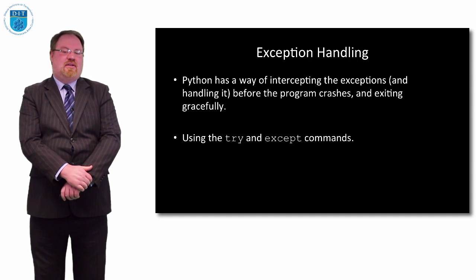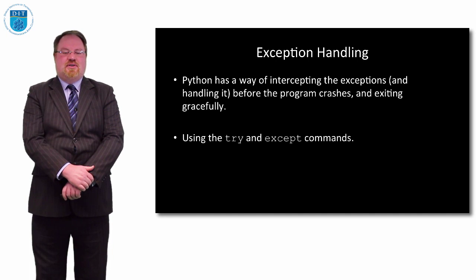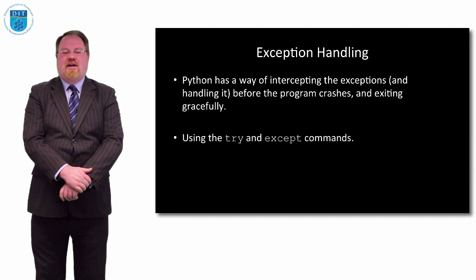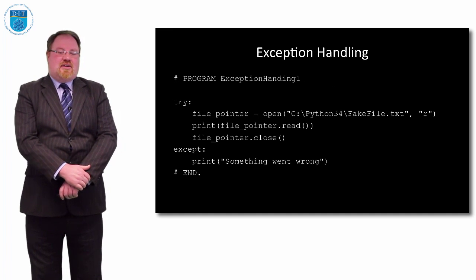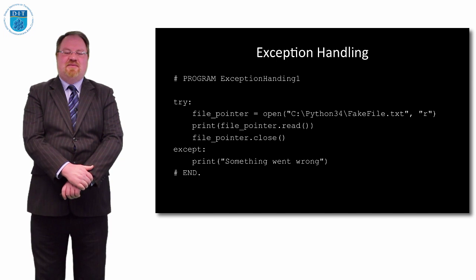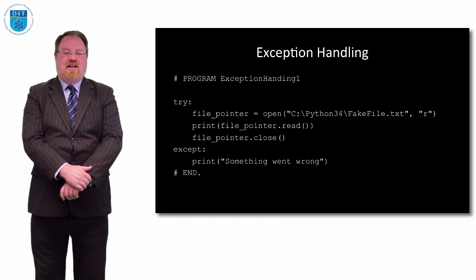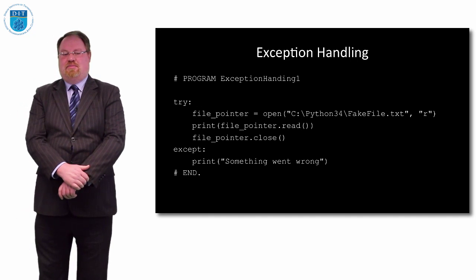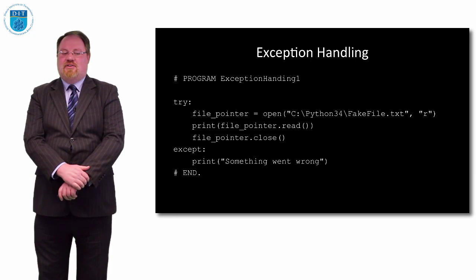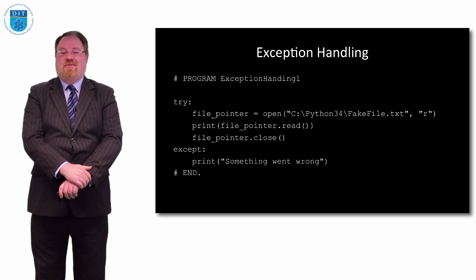So in Python, to intercept an exception and handle it before the program crashes and exit gracefully, hopefully, we use what are called the try and except commands. So that's Python, try and except. So let's look at our code for opening a file. If we open a file called fakefile.txt for reading, and we print out the whole file and we close it, if we enclose that whole process with a block called try, and then if anything fails, if the open fails, if the read fails, or if the close fails, it won't crash the program. It'll jump down to the except part and it'll just print out something went wrong.